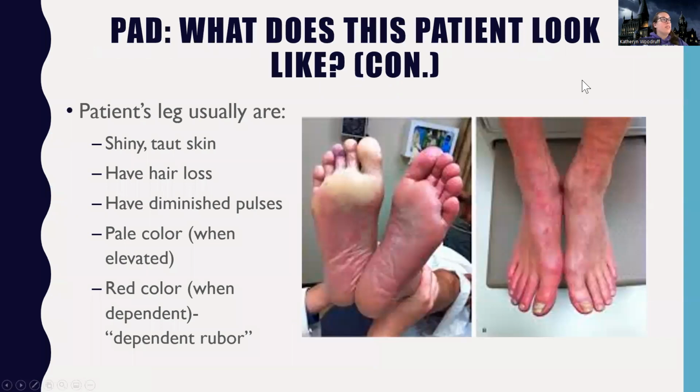All right. So like I mentioned, for arterial, they're going to usually have shiny, hairless skin.